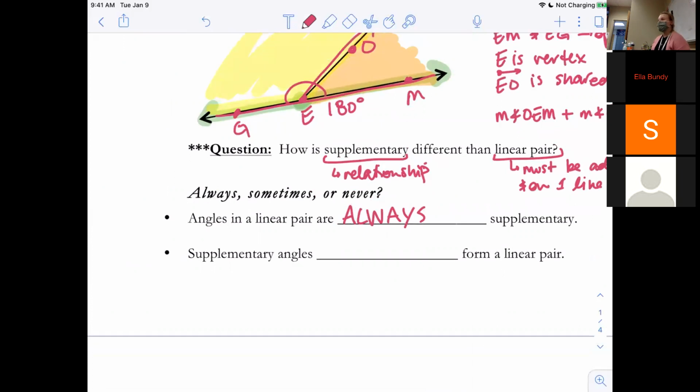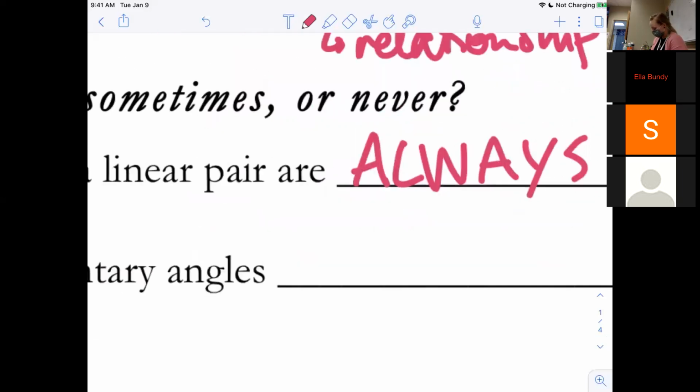That one is sometimes. We play this fun game in geometry where we have the same sentence and we just flip two words in it and it's a totally different meaning. This is one of those cases. Angles in a linear pair are always supplementary. Supplementary angles sometimes form a linear pair. All right, flip your sheet over.